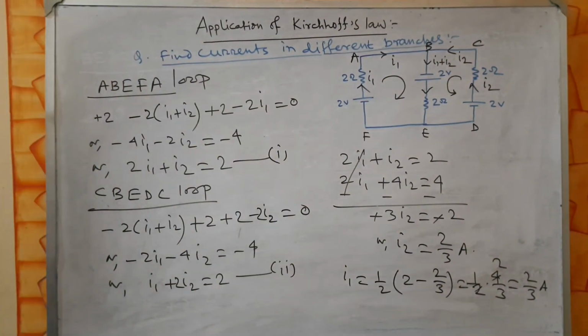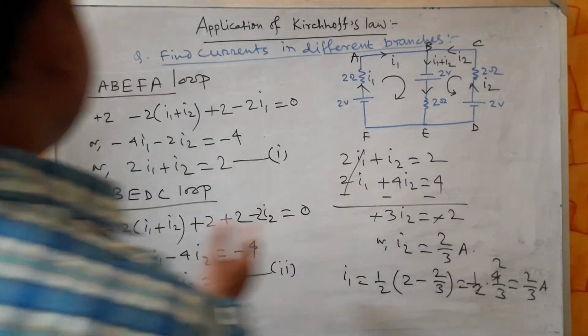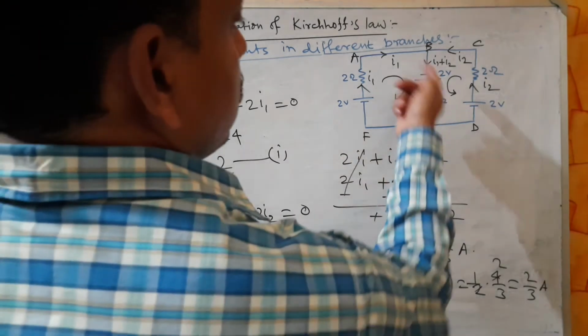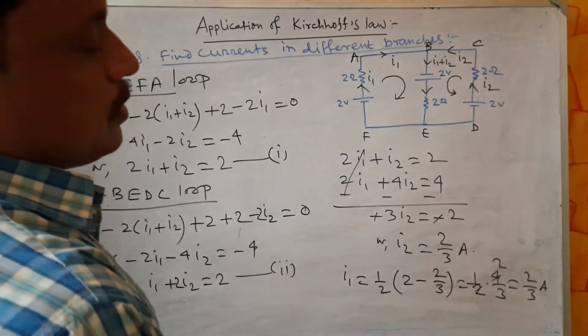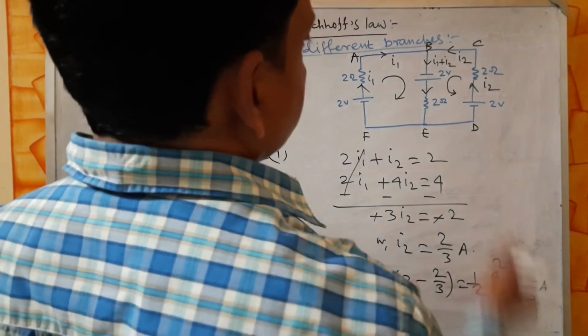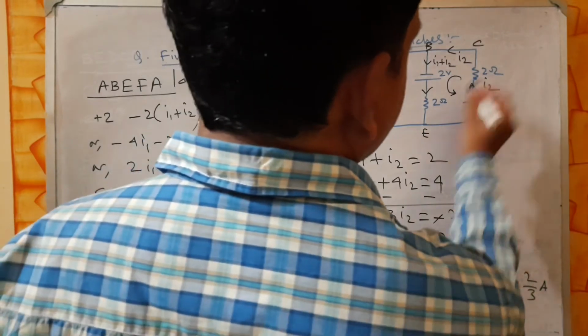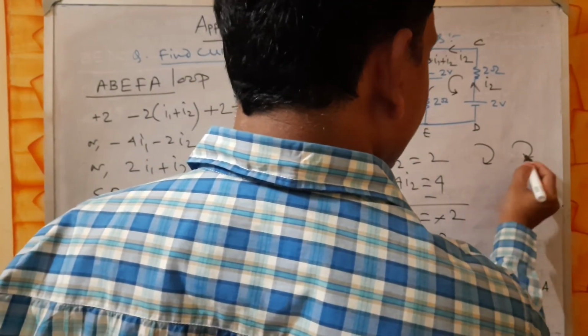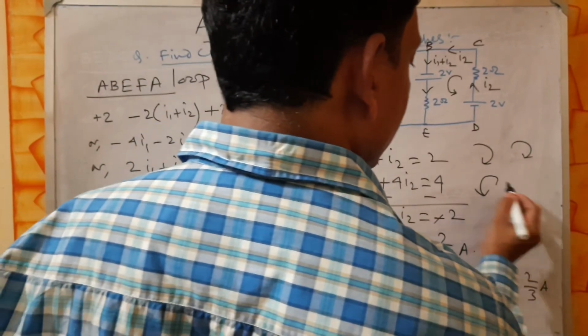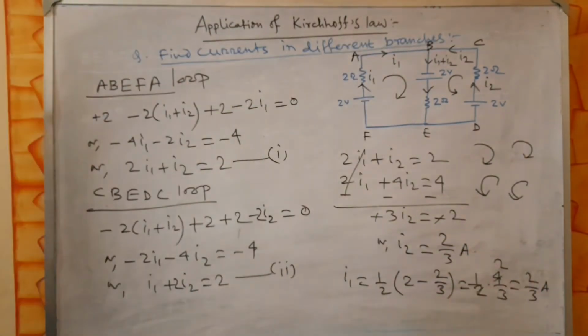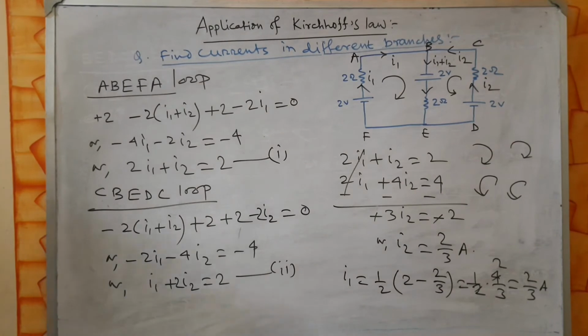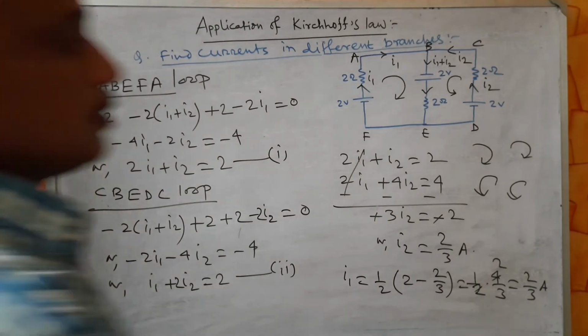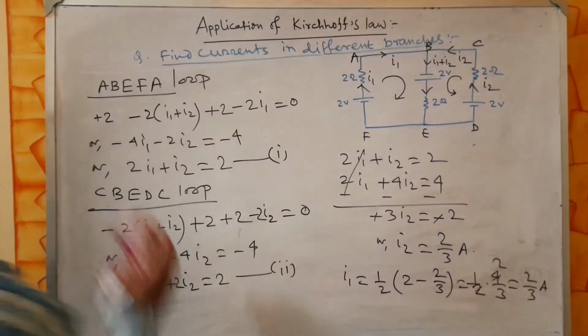Otherwise, if the loops are considered anti-clockwise, the result is the same. Both clockwise or both anti-clockwise. Next problem.